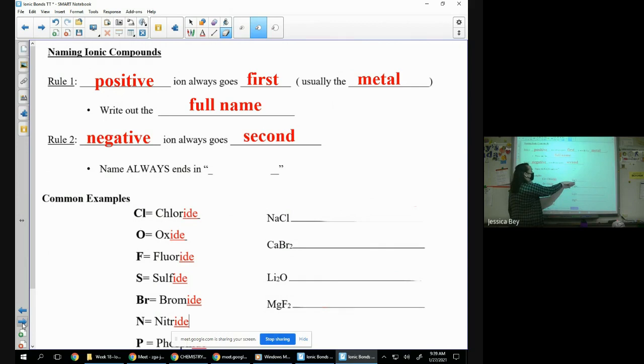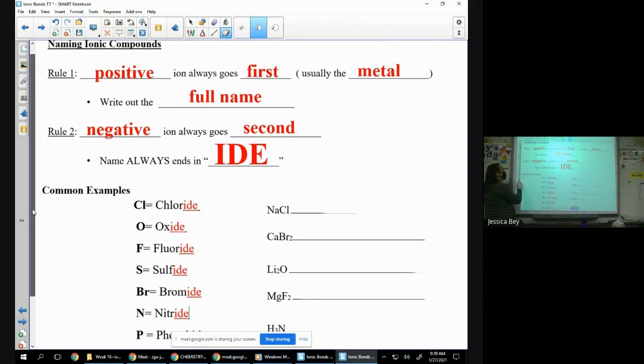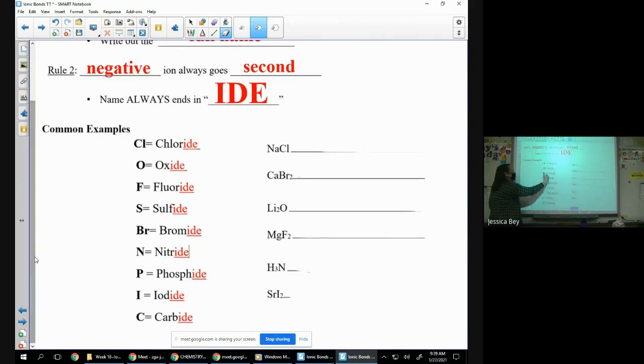This is the formula for salt. Does anybody know it's called sodium what? Have you ever heard of this? Salt is called sodium chloride, right? So you guys know this rule already. What you're going to see is that the second name always ends in an IDE ending. So you're going to have sodium chloride, oxide, fluoride, sulfide, bromide, nitride, phosphide, iodide, carbide.